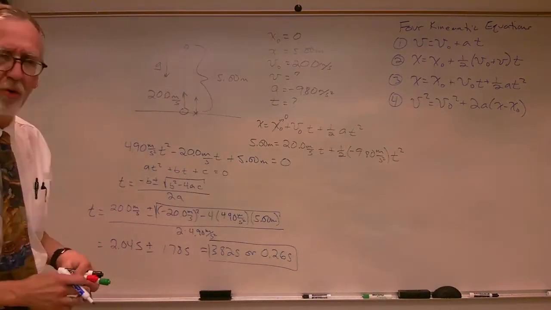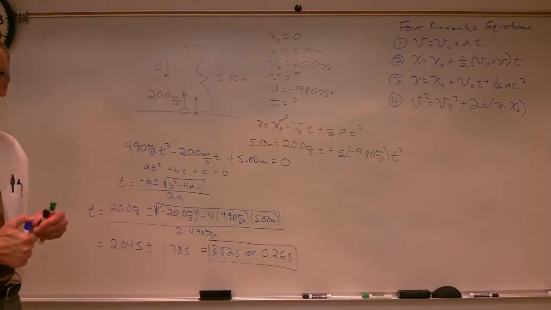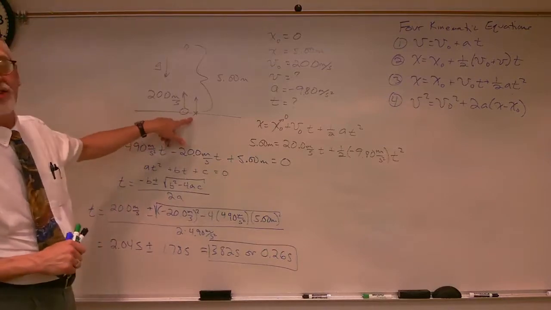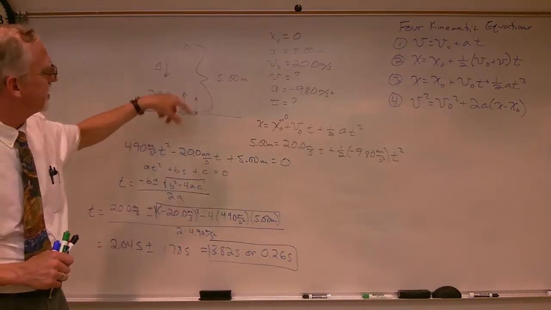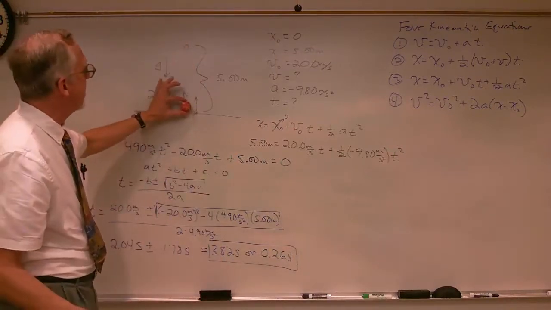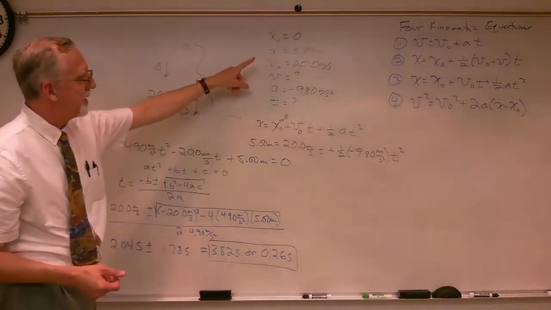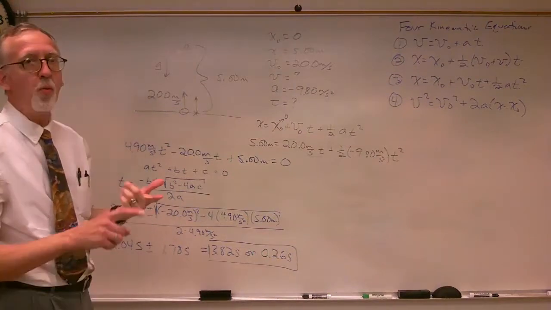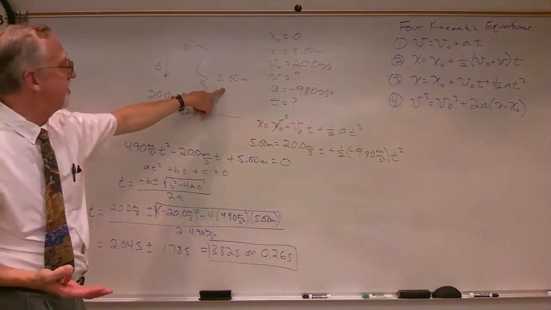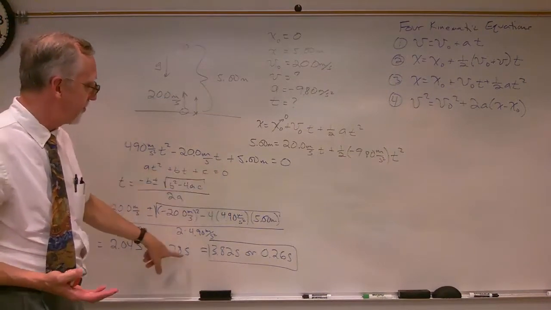Why do we have two answers to this problem? Why not just one answer? Why do we have two answers? Well, if we think about it, go back to the original statement of the problem. What's going on? We're throwing a ball from ground level, it's going up, and we're asking the mathematics to tell us at what time it is at 5 meters. Well, the fact of the matter is, it's at 5 meters at two different times.